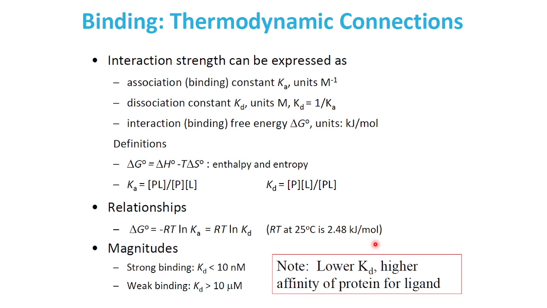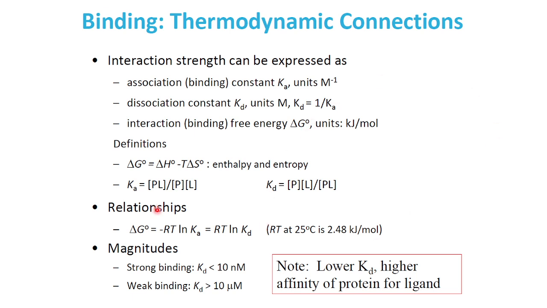Now if you try to relate them, then del G naught equals minus RT ln Ka, which equals RT ln Kd, where RT at 25 degrees centigrade is 2.48 kilojoule per mole. For stronger binding, you should expect a Kd less than 10 nanomolar, and for weaker binding a Kd of greater than 10 micromolar. So you should know that lower Kd means higher affinity of the protein for the ligand, and a higher Kd value means lower affinity of your protein for the ligand.